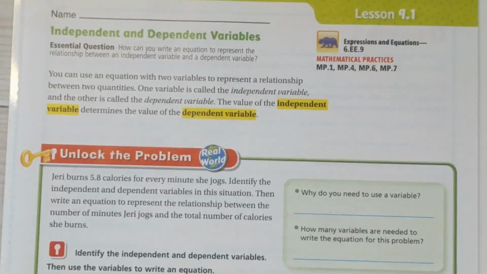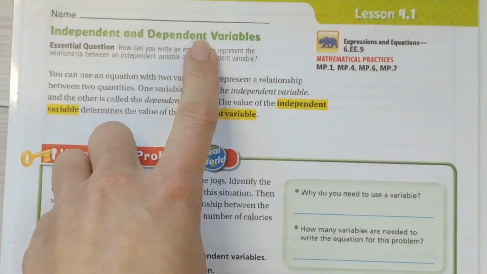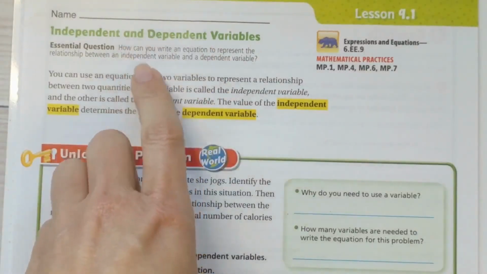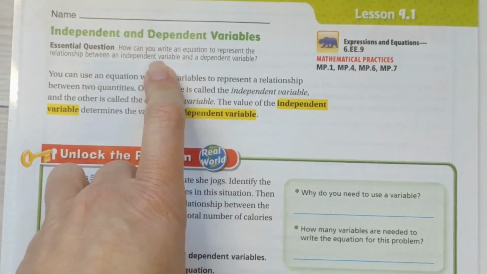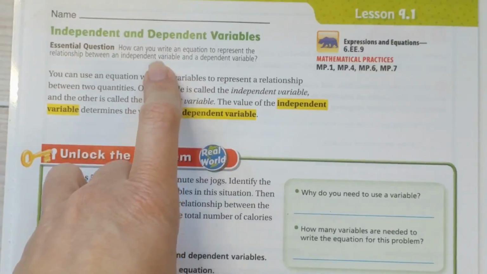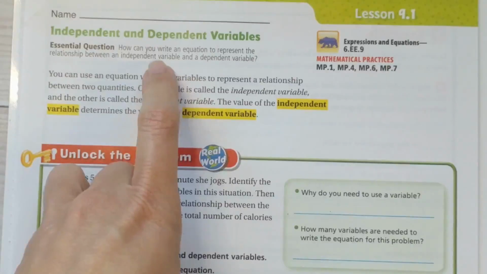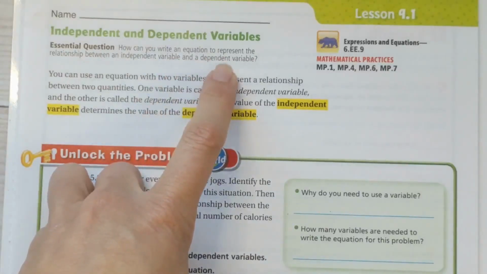Right, welcome. Today we are going to be on lesson 9.1, which is page 357 in your book, if you have it. Today we're going to talk about independent and dependent variables. And specifically, we're going to cover this essential question and be able to answer this by the end of the lesson. How can you write an equation to represent the relationship between an independent variable and a dependent variable?